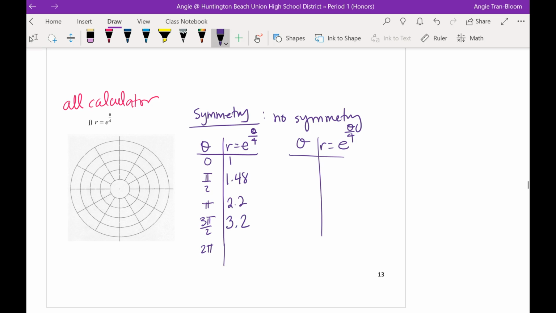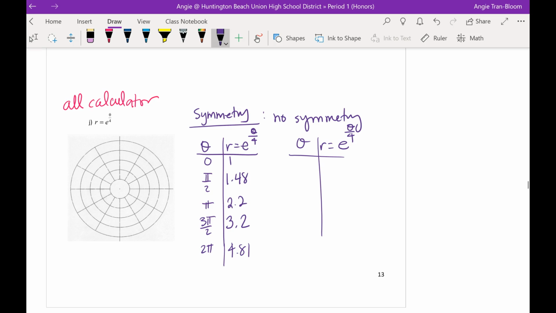3.2, okay. And then 2 pi. So 2 pi divided by 4. So e to the 2 pi divided by 4 manually, just in case you're tracing pieces. It should be over 4. So e to the 2 pi divided by 4. What is that? 4.81, okay. So here's what happens when I do the first revolution, going counterclockwise.